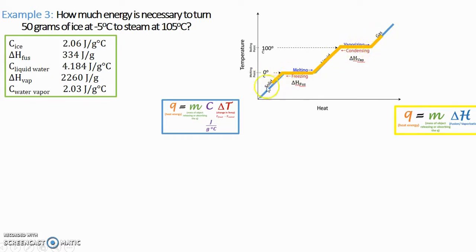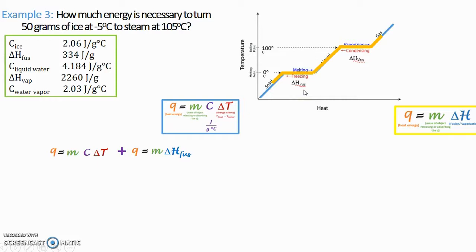So we're going to start off with this area right over here. We have a temperature change from -5 degrees Celsius all the way up to 0 degrees Celsius. So we need our specific heat formula for that. So we're going to start by using that formula, and then right over here we have a phase change where we don't have a temperature increase. So we're going to have to use our phase change diagram right over here. We're undergoing melting, so we're going to have to use heat of fusion.